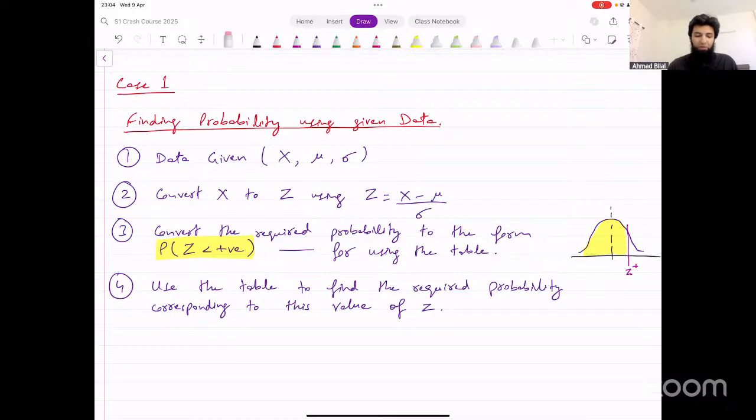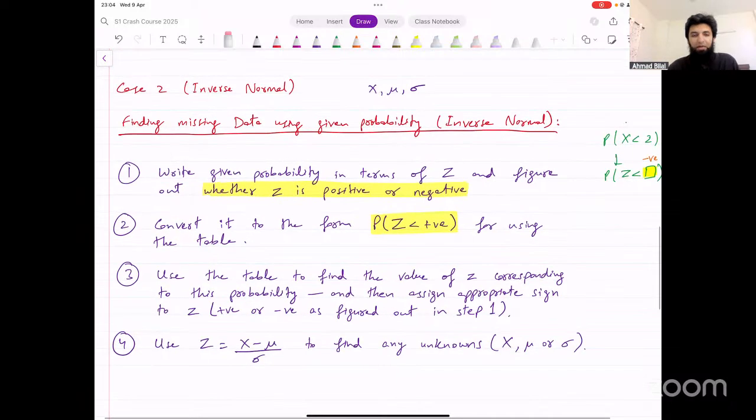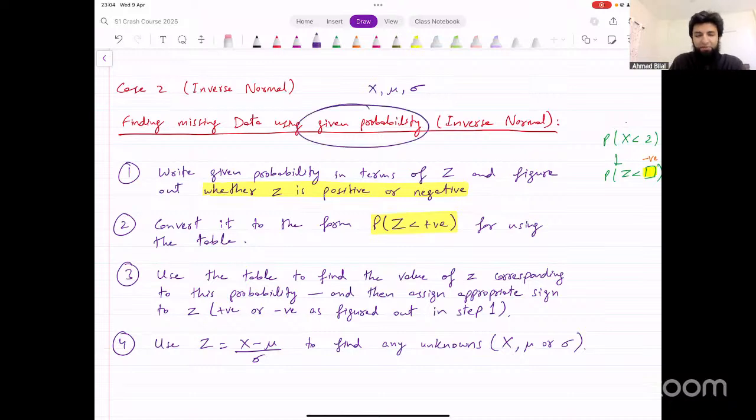This is one possibility. And then in the last session, we covered inverse normal. What is inverse normal? In inverse normal, you have some probability given, and you'll have some data missing in that question. So you might have the mean missing, you might have the standard deviation missing, or you might have the value of x missing, which you will have to find out by using the normal distribution in the opposite order. We call this inverse norm.